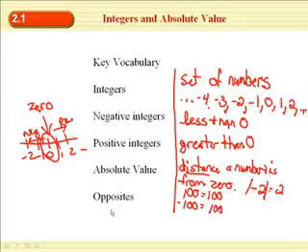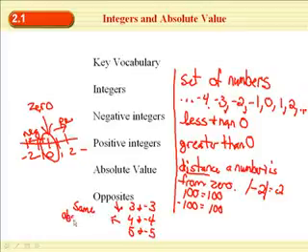And the last one is opposites. I'm going to do opposites as an example. The opposites have the same number but different signs. 3 and -3. Those are opposites of each other. 4 and -4. 5 and -5. And if you look, another way to define opposites is they have the same absolute value.